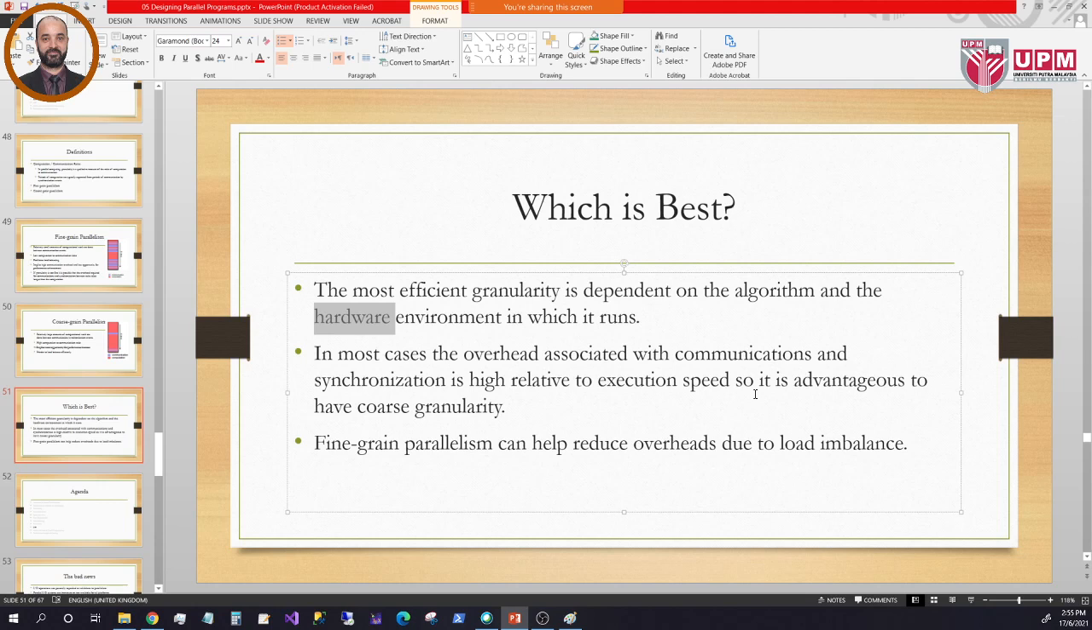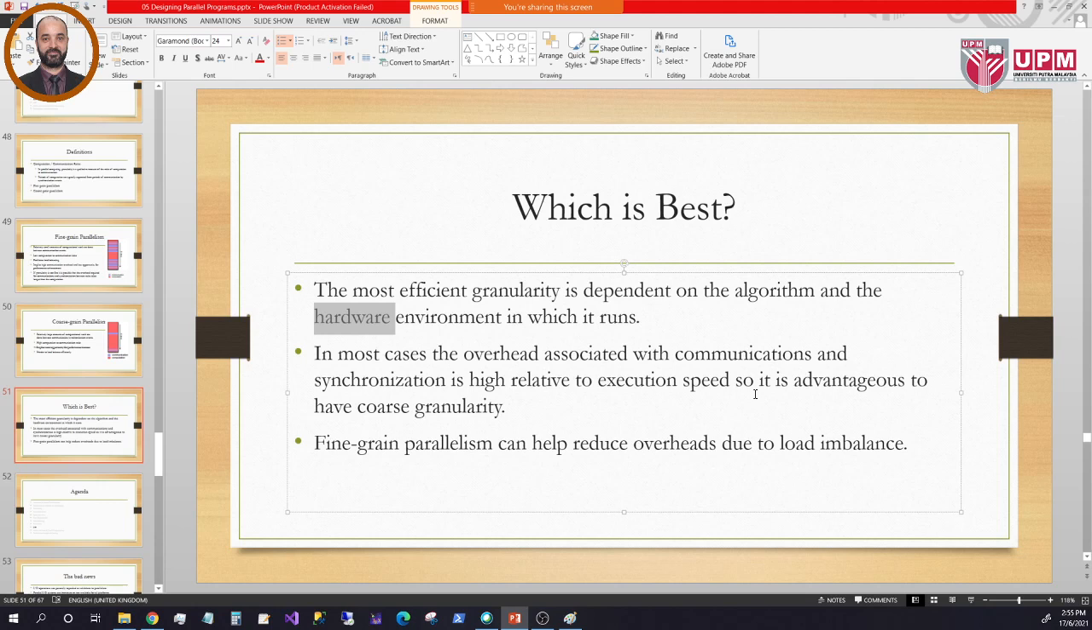Okay, so in that case, we cannot actually say that fine or coarse granularity is better. We cannot say that. It depends on the existing condition of the problem and the hardware needed to solve that issue.